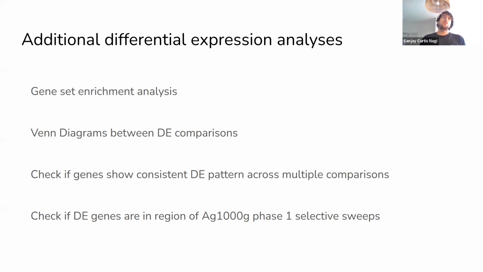We can also see, if we have multiple differential expression comparisons, whether genes show the same pattern across both of those comparisons. And finally, we can also see if our differentially expressed genes are in the locality of a selective sweep in the AG1000G phase 1 data. So this last one is a little bit out of date because it's using phase 1 data, but we can update that.